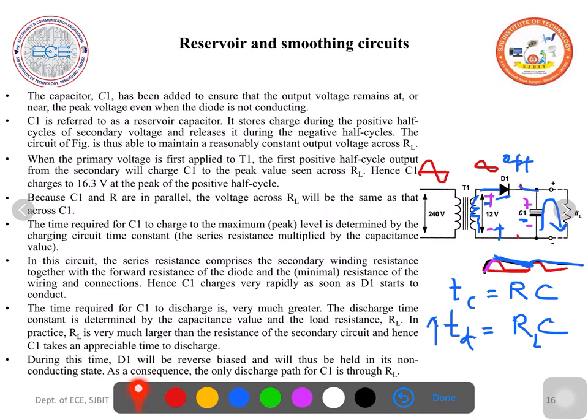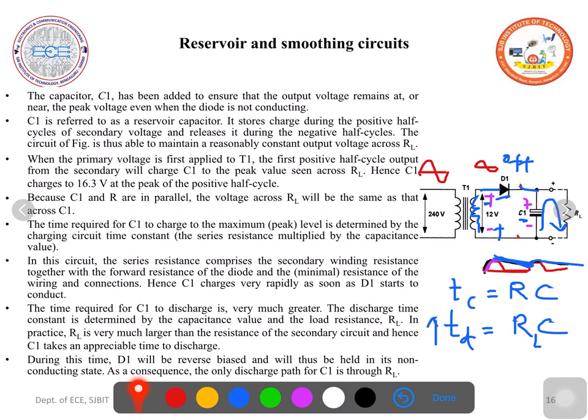Let us go through the theory. The capacitor C1 has been added to ensure the output voltage remains at or near the peak voltage even when the diode is not conducting. Here the diode was not conducting, still the voltage is almost constant. When the primary voltage is first applied to the T1, the first positive half cycle output from the secondary will charge the capacitor to the peak value.